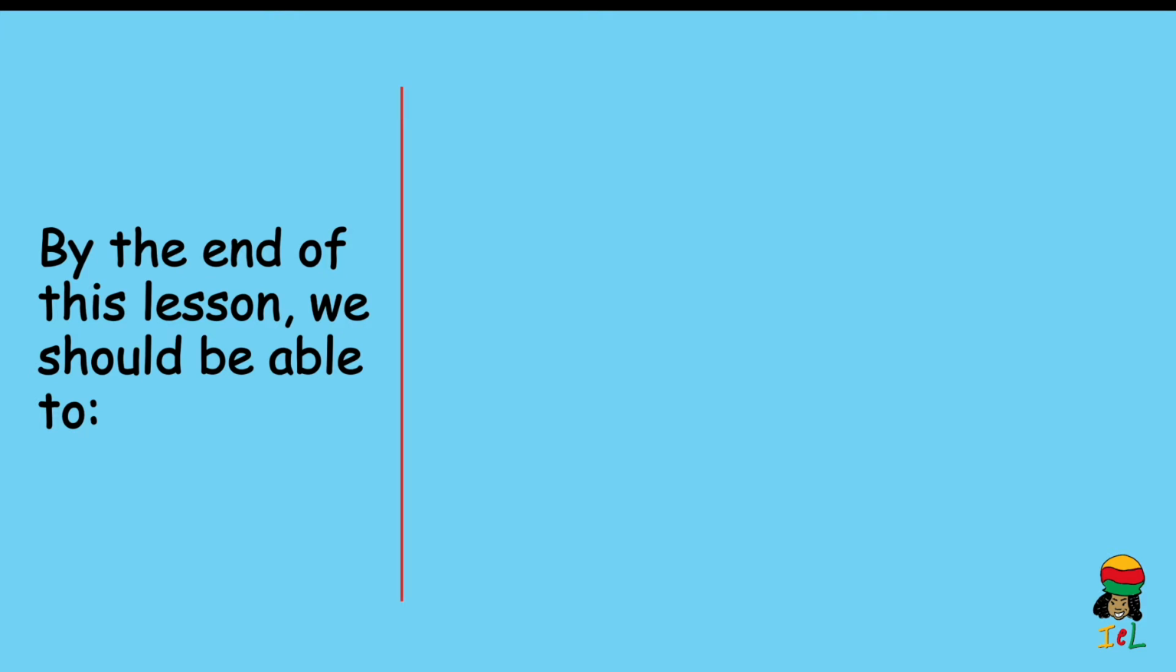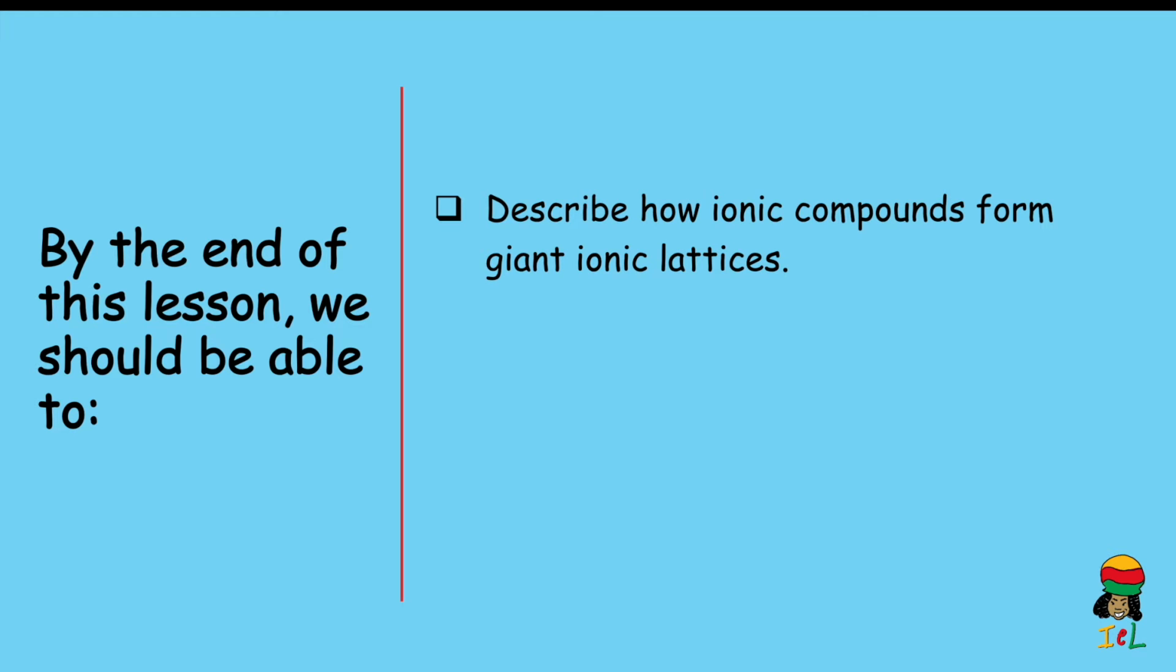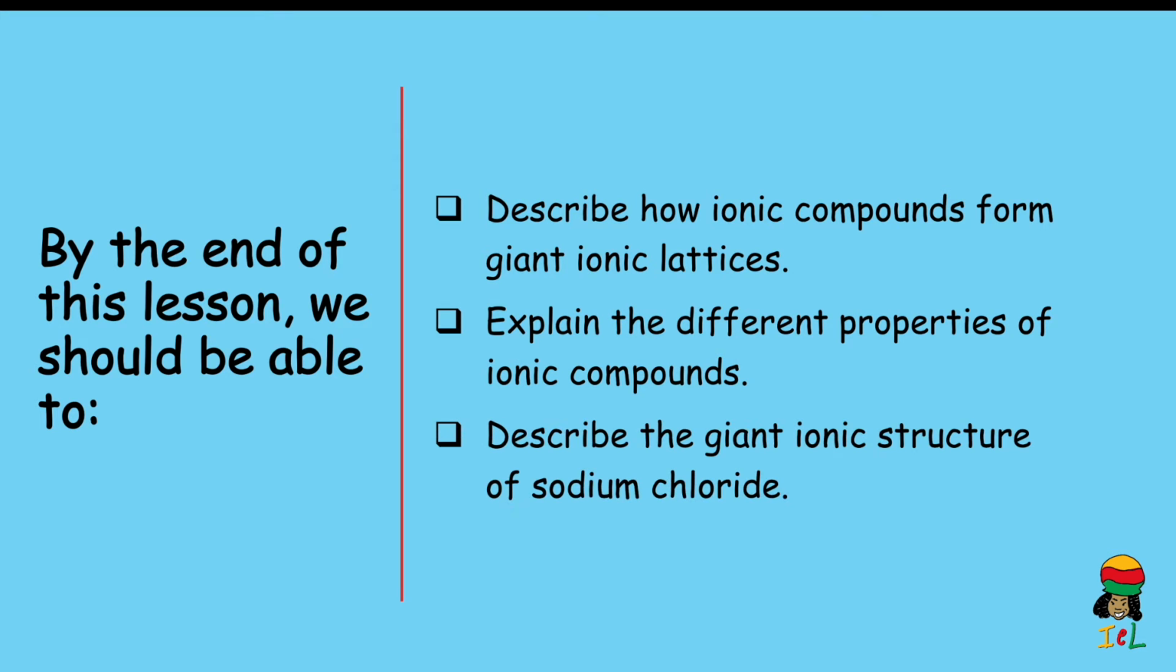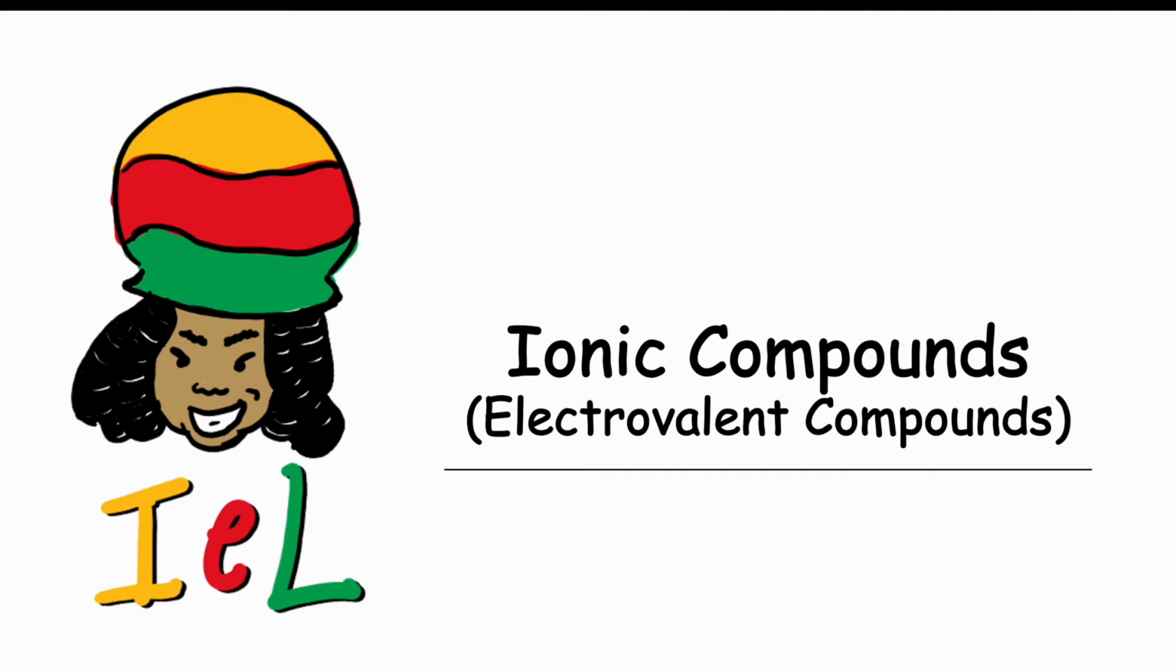By the end of this lesson, we should be able to describe how ionic compounds form giant ionic lattices, explain the different properties of ionic compounds, and describe the giant ionic structure of sodium chloride. Recall from our previous lessons that ionic bonds are also known as electrovalent bonds. Likewise, ionic compounds are also called electrovalent compounds.